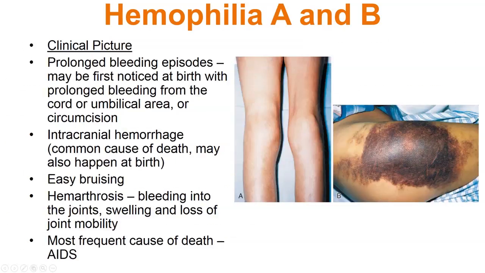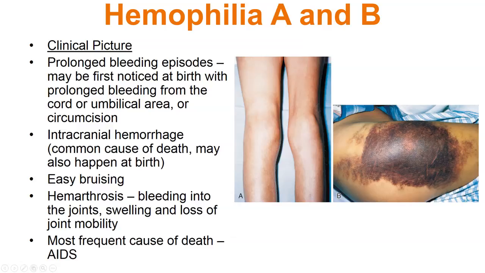So what do you see in hemophilia A and B? Well, the big issue is you can't clot your blood, and so you get prolonged bleeding episodes, okay? Very often this is first noticed at birth, where you can get prolonged bleeding from the umbilical area, or, and these are males, it's an X-linked condition, so from circumcision.